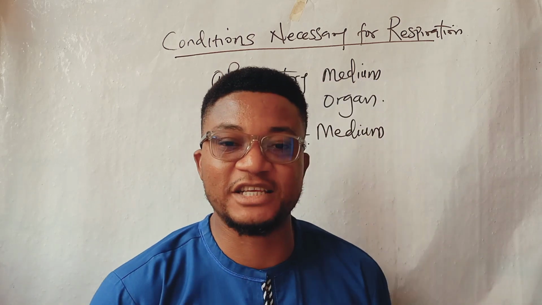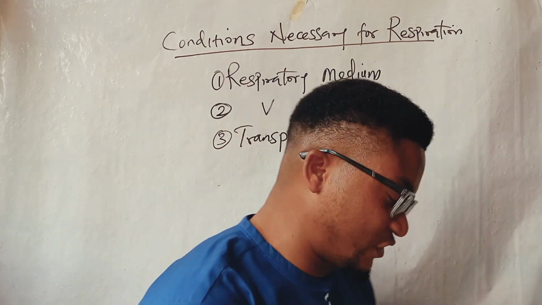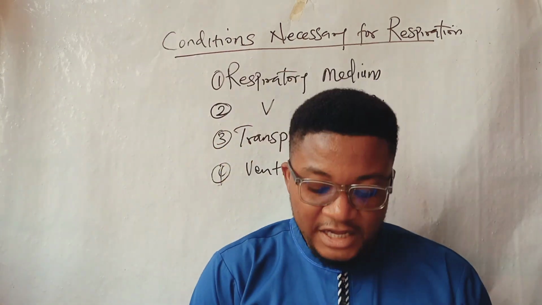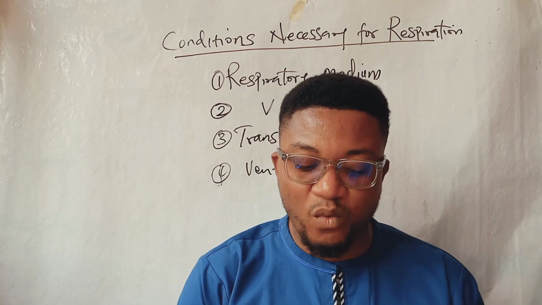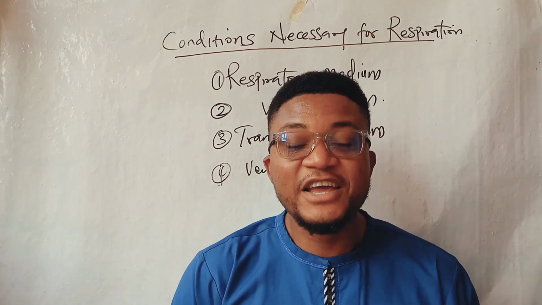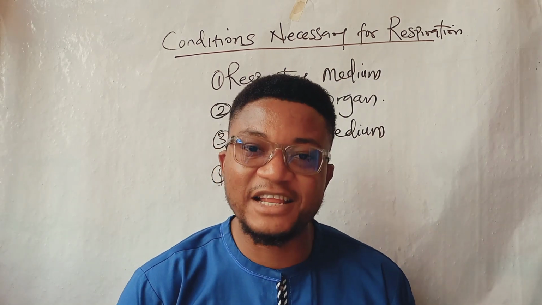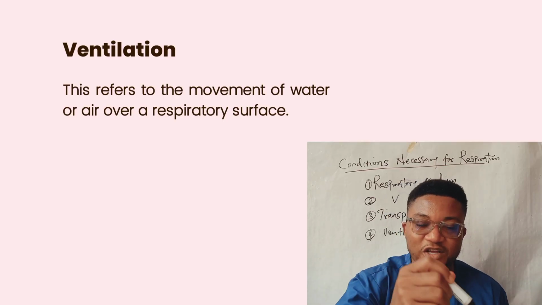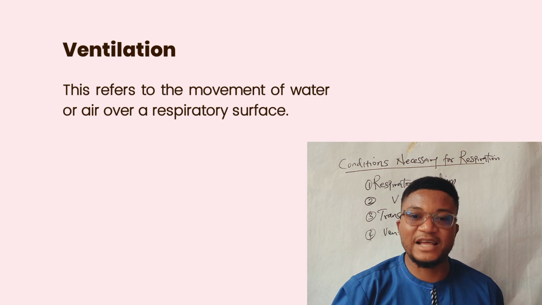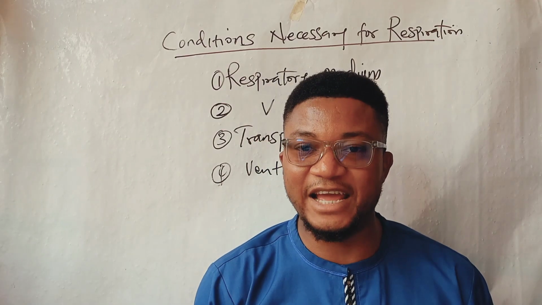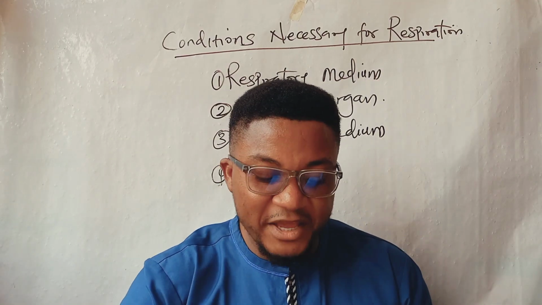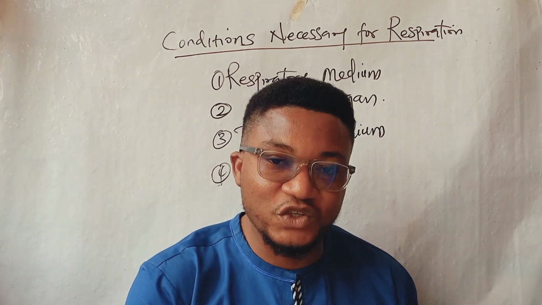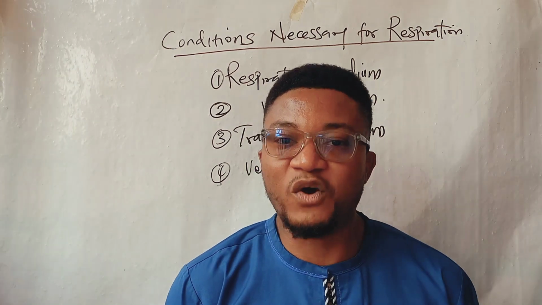The next condition necessary for respiration is ventilation. Ventilation is the movement of water or air in one direction over the respiratory surface. So there will be movement of air over those respiratory surfaces. As the air moves, oxygen is also available in the air. So we begin to understand that all these conditions are working together to ensure that respiration occurs.